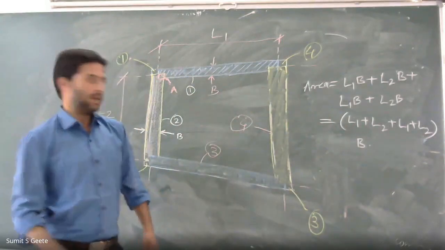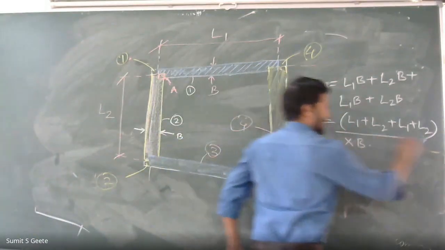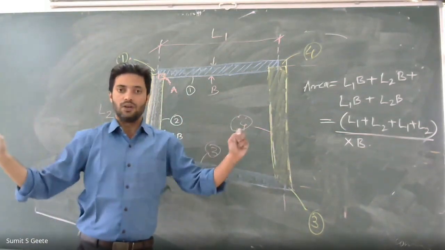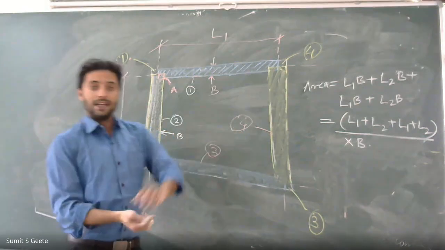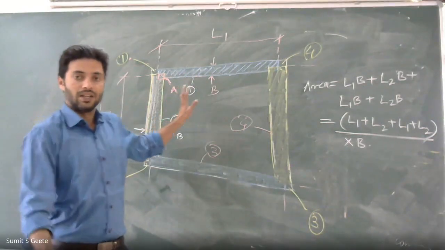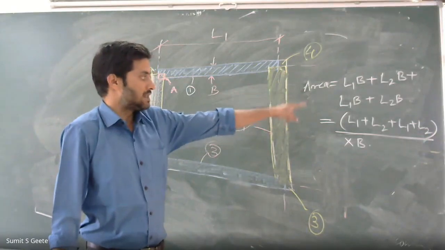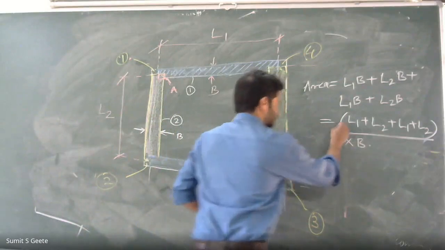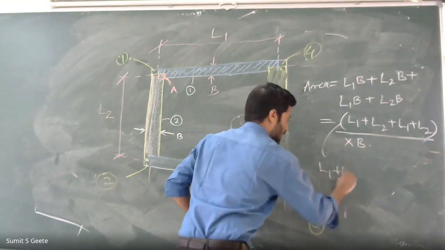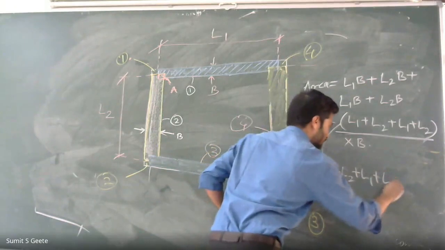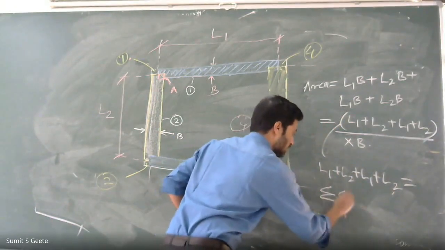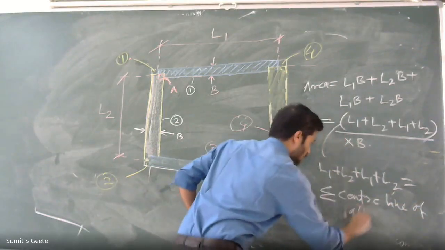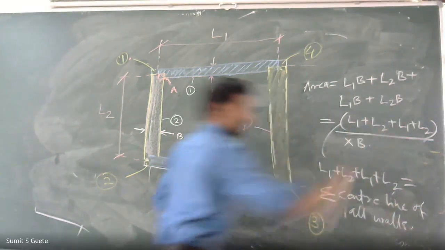Now what is this L1, L2, L3? These are the center lines of what is involved in that calculation. So L1 plus L2 plus L3 plus L4 is nothing but the summation of center lines. So this L1 plus L2 plus L1 plus L2 is nothing but the summation of the center lines of all walls.